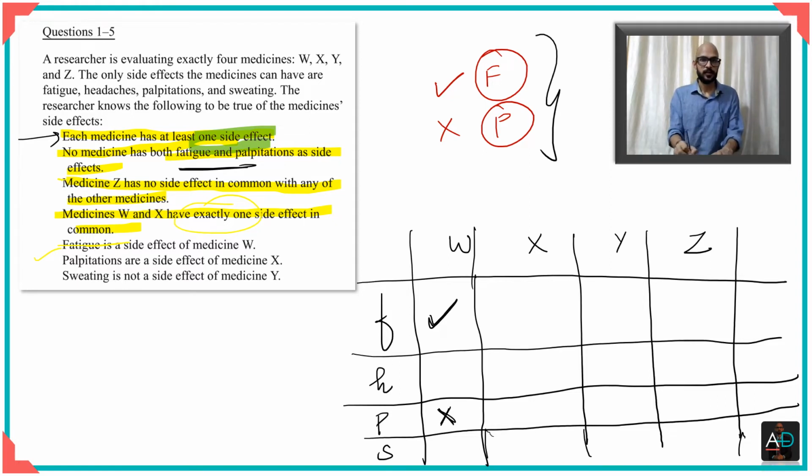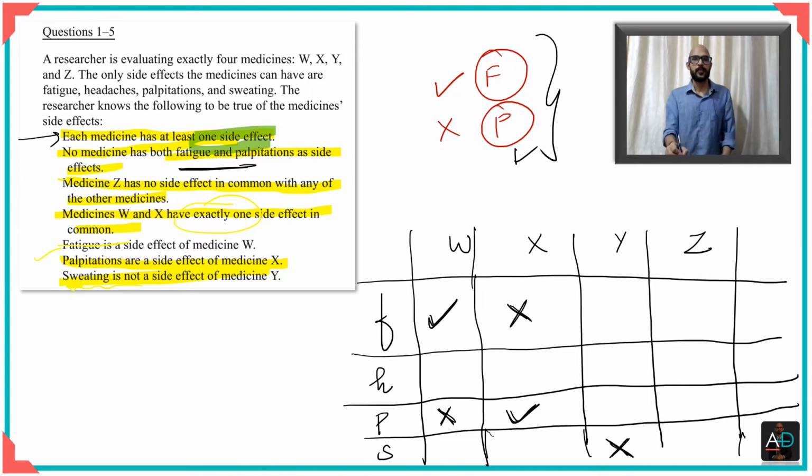Next we look at the next rule after this. The rule says that palpitations are a side effect of medicine X. Likewise, if palpitations are a side effect of medicine X, by the same rule here, it implies that you cannot have fatigue as a side effect of medicine X. There was one more thing. Let's look at the last rule. The last rule says that sweating is not a side effect of medicine Y, which means that I can put a cross here, right?